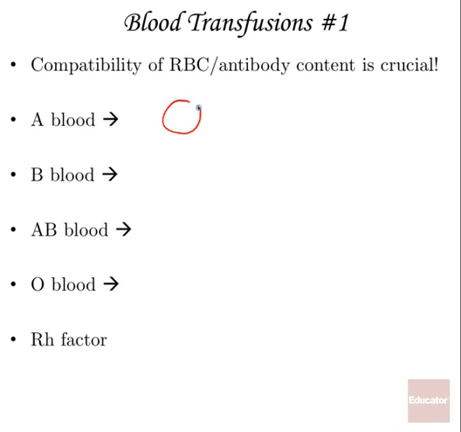So if we looked around the surface of a red blood cell in somebody who has type A blood, let's say that on the surface there are these little molecules, these little antigens is what they're called, projecting through the plasma membrane. So this is an A antigen.